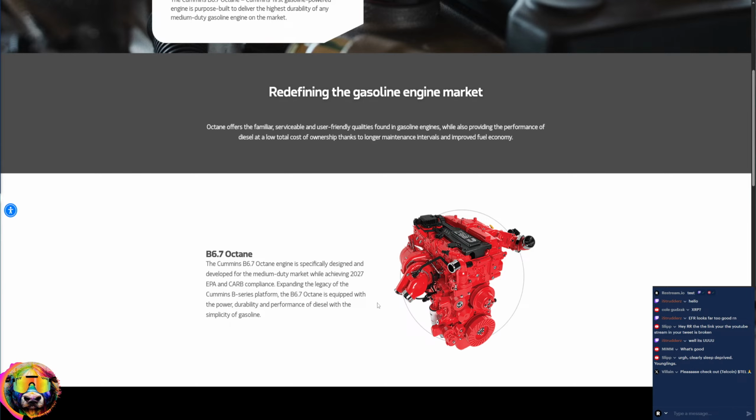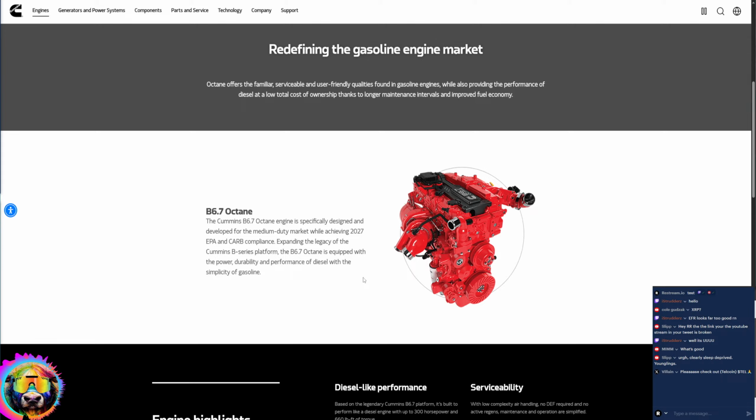But they're tired of emissions, so they built a 6.7 diesel engine to run off gasoline, and they call it the Octane. It's literally the 6.7 diesel engine they put in the Ram pickup trucks, but they lower the compression and set it up with spark plugs. What you end up with is an inline 6 turbocharged, intercooled, heavy-duty industrial engine that runs on gasoline, but because it runs on gasoline, it doesn't need emissions equipment. So it's a way to get a diesel engine that runs on gasoline without emission equipment. It's only going to make 300 horse, 600 torque.